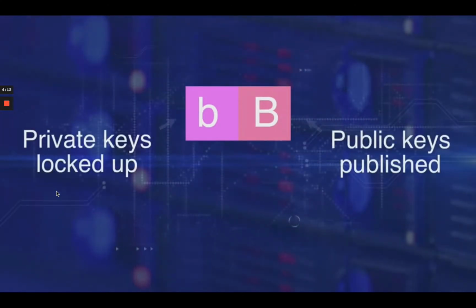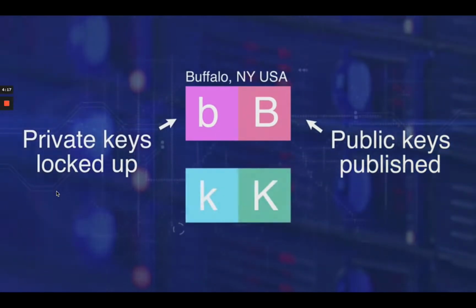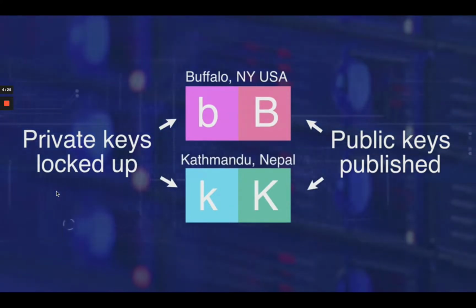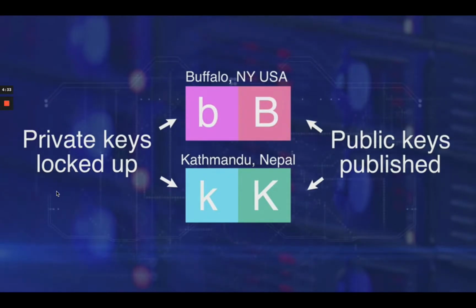Instead of a single secret key, it employs 2 different keys that take care of both the issues of symmetric key encryption. Let lowercase b, uppercase B be the private and public key pair for a participant in Buffalo, New York, USA. Let lowercase k and uppercase K be the pair of keys for the participant in Kathmandu, Nepal. The public key is published. The private key is kept safe and locked, typically using a passphrase. And the pair works as follows.